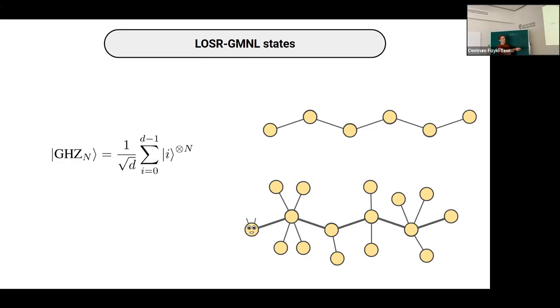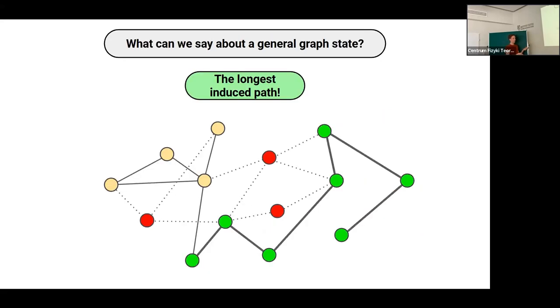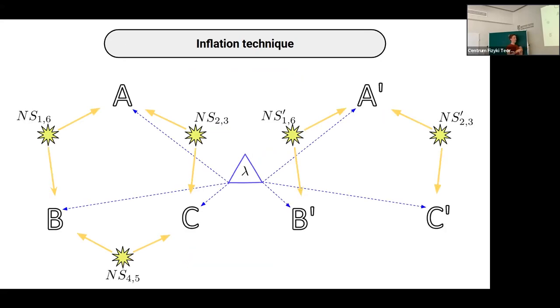So if you have a vertex which is connected only to one other vertex, its stabilizing operator has only two non-trivial entries. And that's key, because the fewer non-trivial entries you have, the more freedom you have in the inflation technique. So you can go through different inflations.